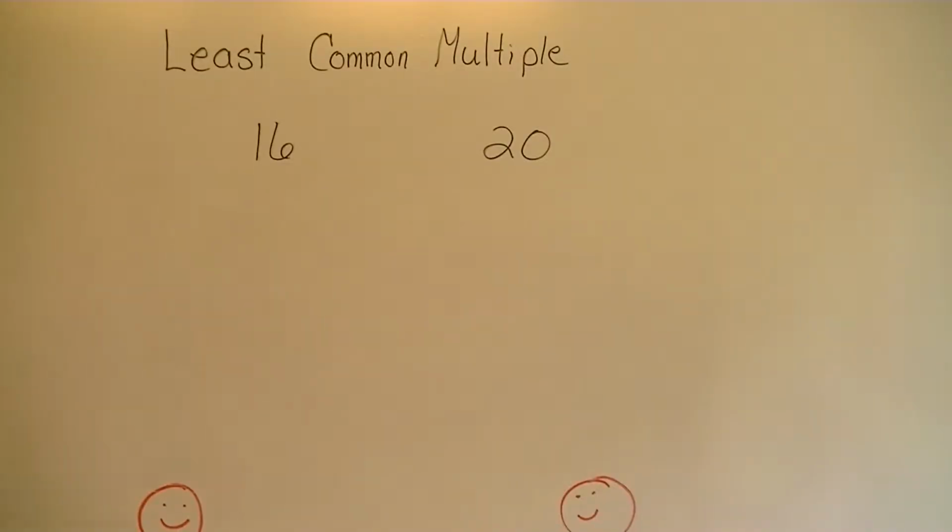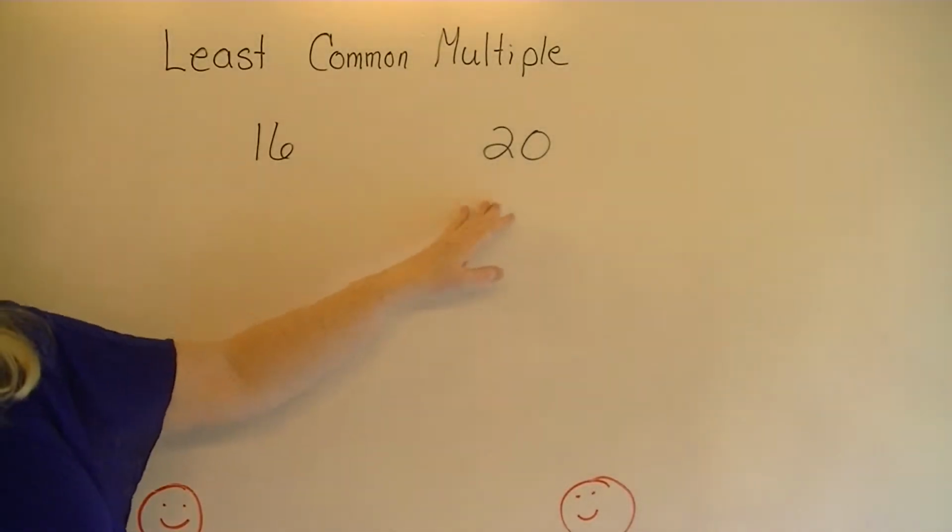Hi, welcome to working with the least common multiple. We're going to find the least common multiple for 16 and 20.